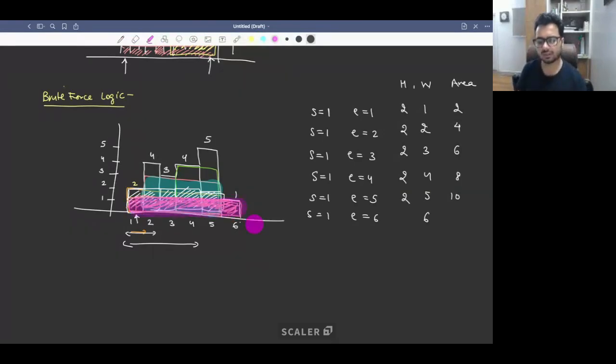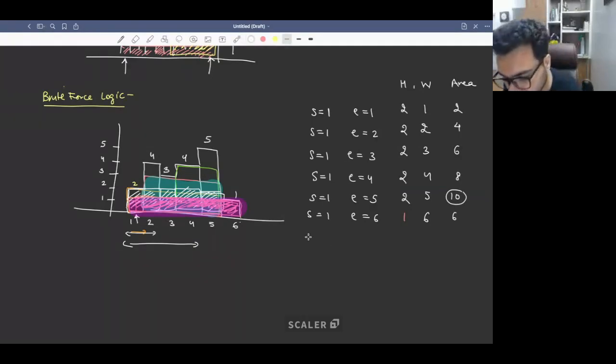The rectangle can still be formed, but the height is now restricted by the minimum bar, which is of length 1. So I'll say the height is actually 1. So the area is going to be 6, right? Very good. So we got to know that if I include the first bar, the maximum area I can get is actually 10. Now, can I do the same thing for the second bar? If I start with the second bar, end as the second bar, end as the third bar, end as the fourth bar, and so on, right?